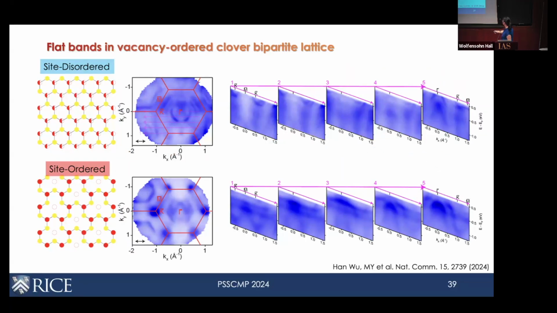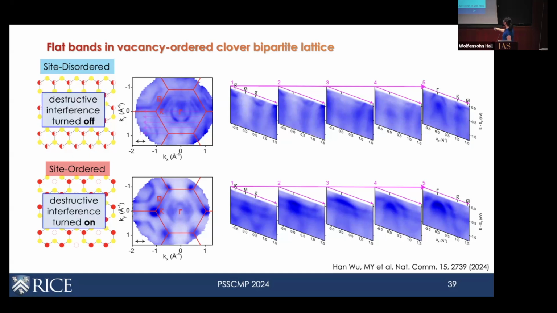So all of that motivation is just to say that we did photoemission on this, and we actually indeed see flat bands in the ordered phase. You can see there are these flat features. Here is energy versus momentum, 5 cuts across the Brillouin zone, and you can see these pervasive flat bands across the Brillouin zone associated with the site ordered phase. And they're not there when we mapped the situation where this clover lattice destructive interference is turned off. So this is our interpretation that these flat bands are indeed associated with the presence of this clover lattice.